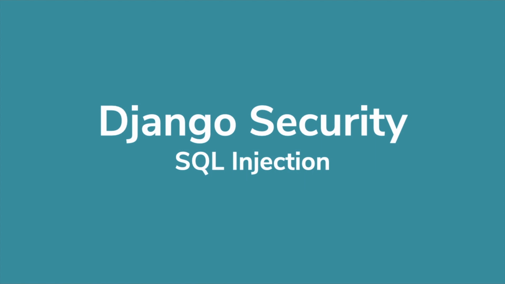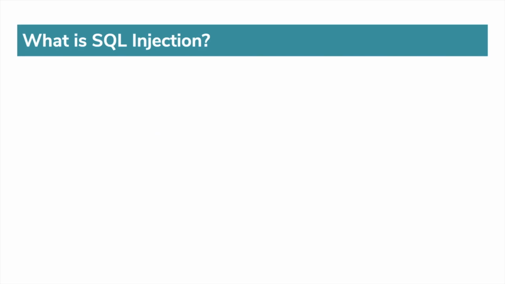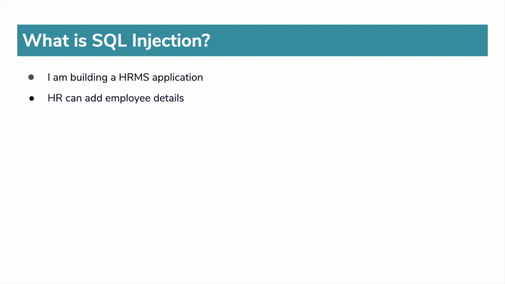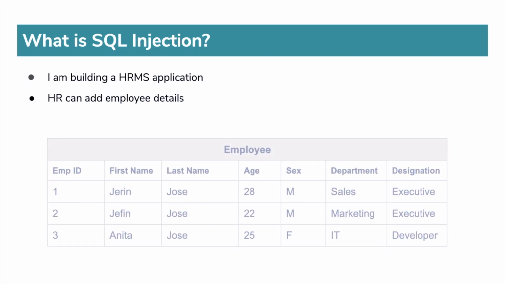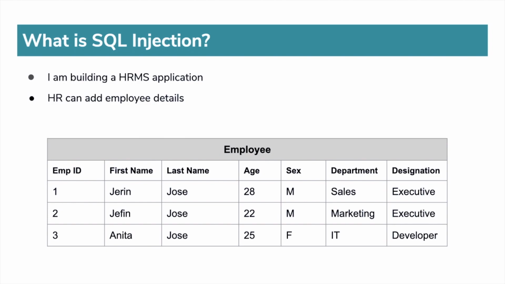Okay, so before we dive into the protection part, let's learn what actually is SQL injection. Consider we are building a HRMS application, right? And I am told to build a feature where the HR can add the employee details, right? So I create a table called employee with this schema. So we have the employee ID, the first name, the last name, age, sex, department, and designation.